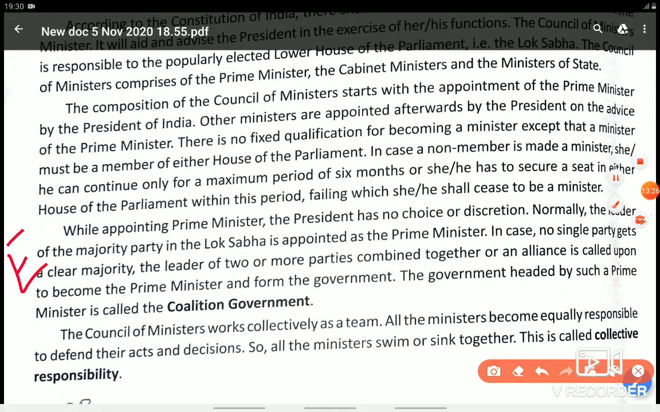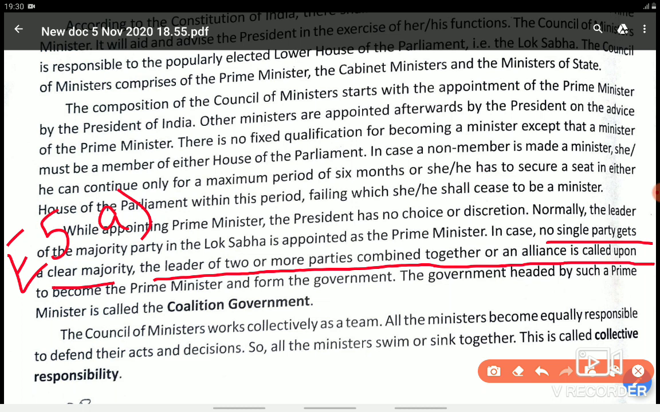E5A1. When no single party gets a clear majority, the leaders of two or more parties combine together or make an alliance to form the government, and that form of government is called a coalition government.